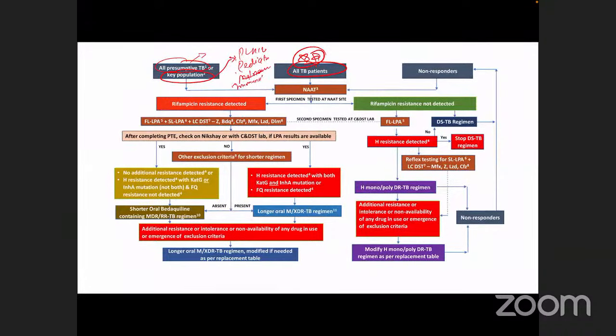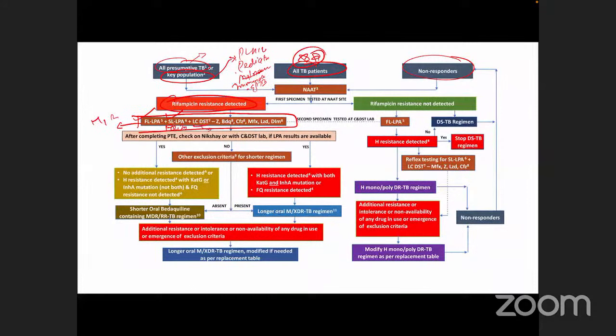Third, when you have diagnosed the patient as drug sensitive TB initially and they are not responding as they should, you can still consider doing NAT in those patients to detect resistance. Now, if rifampicin resistance is detected, you have to further do first line LPA and second line LPA. First line LPA is for H and R. Second line LPA is for fluoroquinolones and injectable agents.